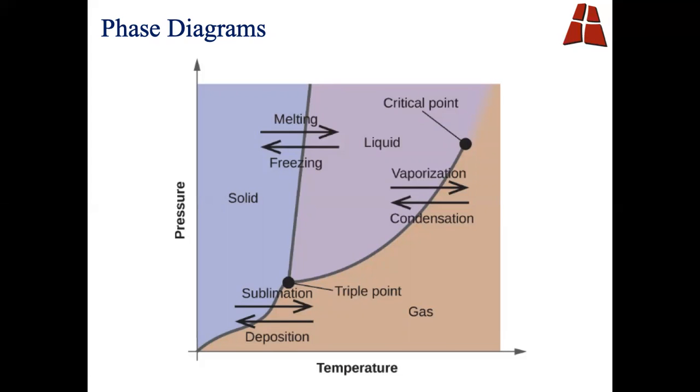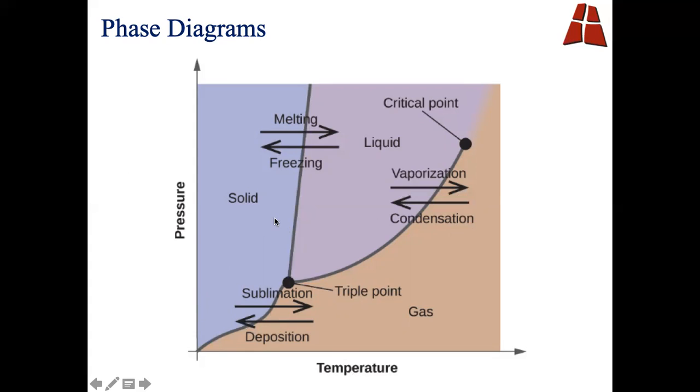And so what does this actually look like? Again, we graph pressure versus temperature. And then we have these lines. Anytime you see a line on a phase diagram, that represents a phase change. So if we're going from a liquid to a gas, for example, we know it's vaporization. If we're going from a gas to a solid, we know it's deposition. And so anytime we cross those lines, that represents a phase change.